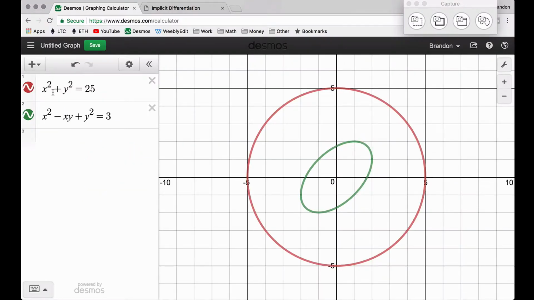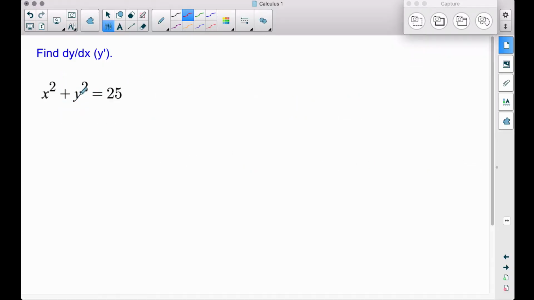Now, technically we could get y by itself in this equation of a circle, x squared plus y squared equals 25. That is the equation of a circle with a center at 0 and a radius of 5. But if we want to find the derivative of this without getting y by itself, because that would involve taking a square root eventually, we can now use what's called implicit differentiation. So let's do that here. x squared plus y squared equals 25, and we want to find dy dx, or y prime.